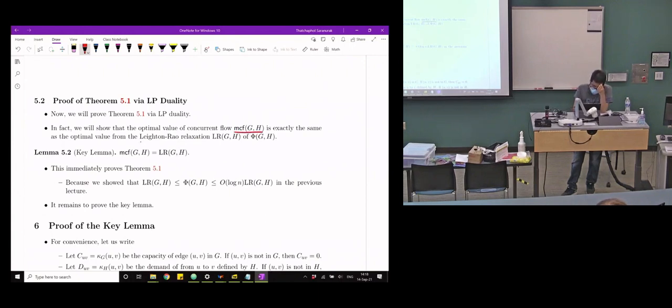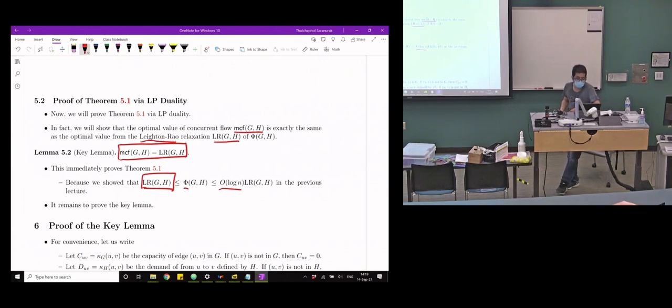turns out to be exactly the same thing as what we learned last time, the linear programming relaxation. They actually are the same. But last time we saw that the relaxation of phi is a good approximation with a log n factor. Because of this key lemma, you immediately get the max-flow min-cut theorem. Okay, so let me try to prove the key lemma here.